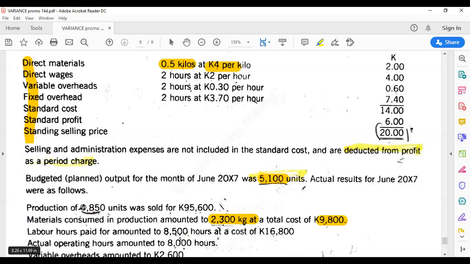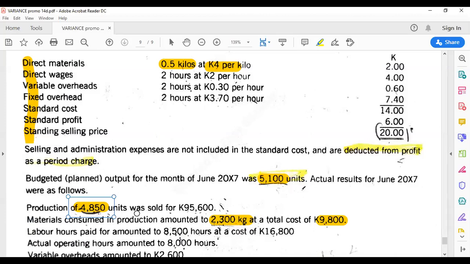With this actual production, we want to see if what they used was in line with what they should have used. So they used how many kgs? They used 2,300 kgs. These are the kgs they used to make how many units? 4,850 units.